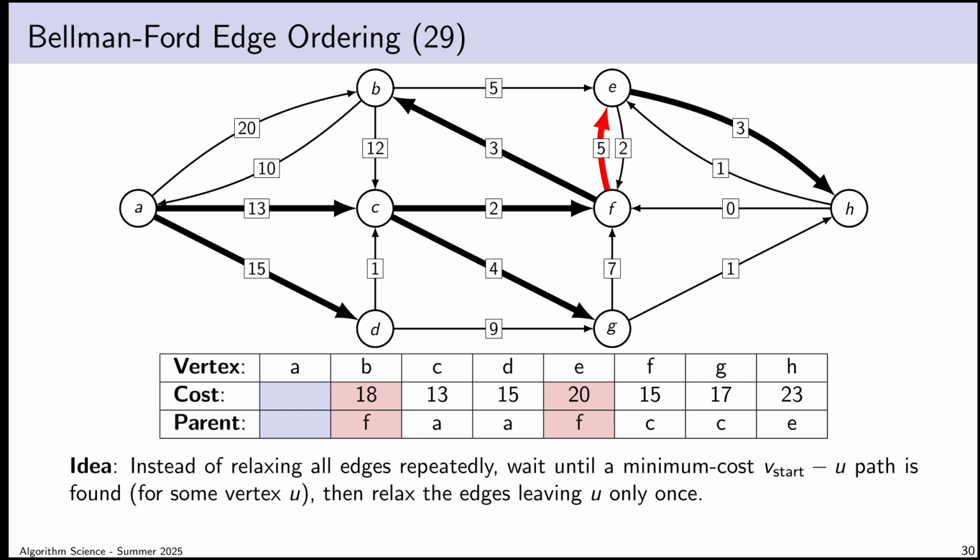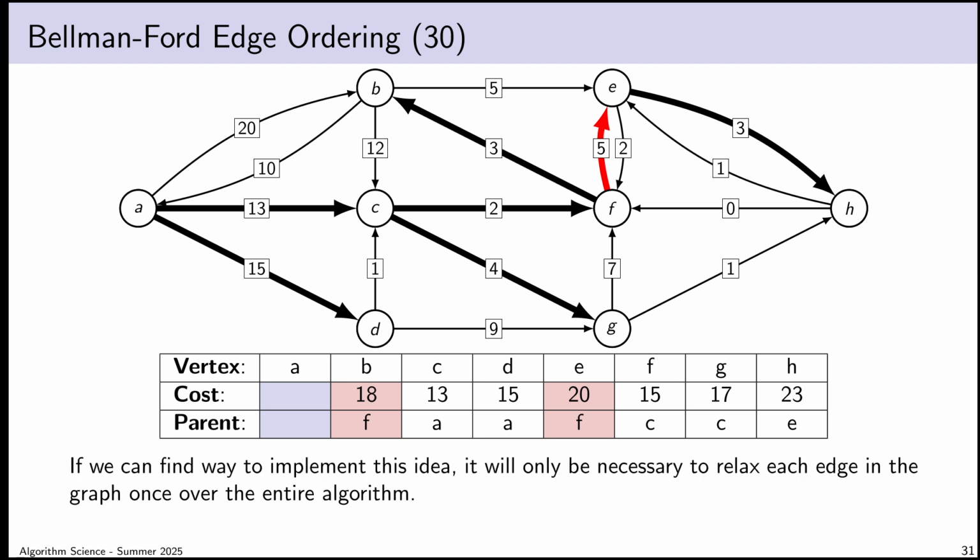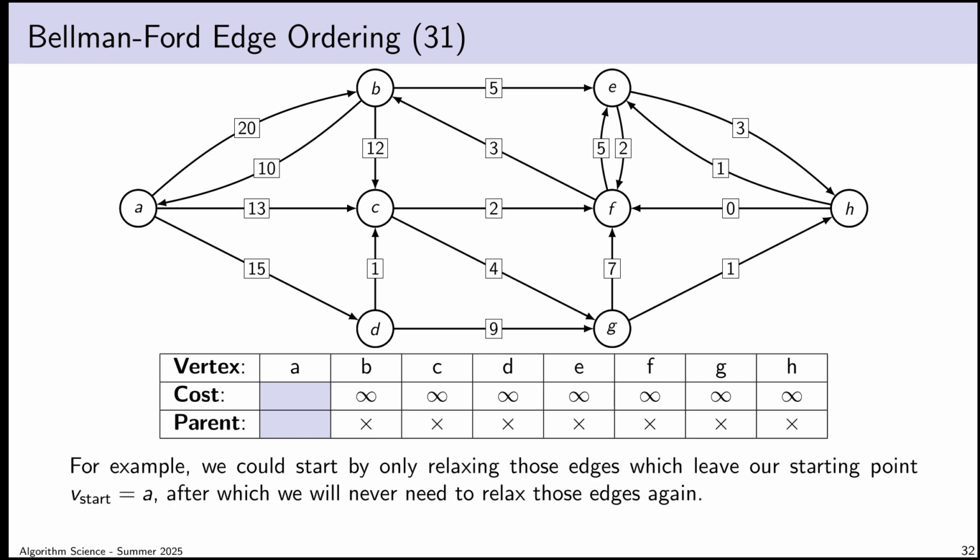If we manage to consider edges in a particular order based on when the vertex that the edge leaves has been locked in at its minimum cost. The question is, can we do that? And if we can do it, can we do it fast? So yeah, the slides are now again late to the party and observing that, yes, if we can figure out a way of implementing that idea, that means I only have to do each edge relaxation once. I just have to be patient and do it at the right time.